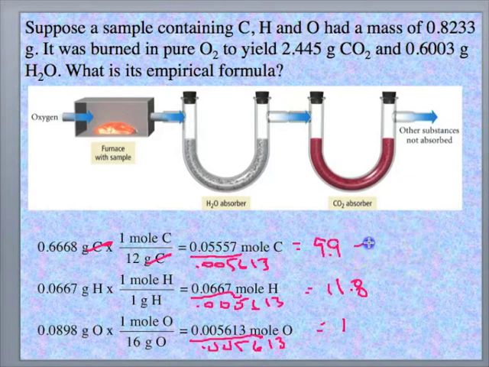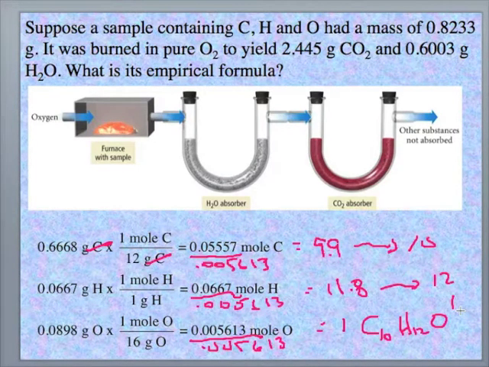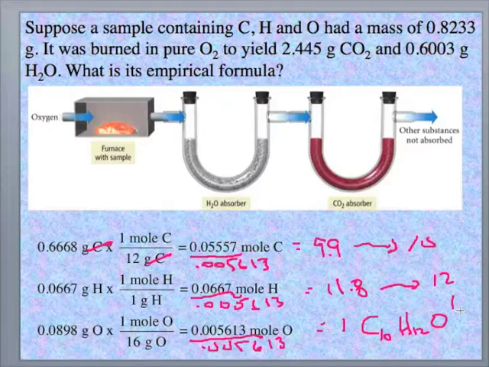So 9.9 rounds off very nicely to 10. 11.8 rounds off very nicely to 12. And 1, there's my ratio. Empirical formula C10H12O. And hopefully the compound you set out to make has that empirical formula. And if it does, you've got a little bit of evidence there that you've succeeded in creating the compound you set out to make.